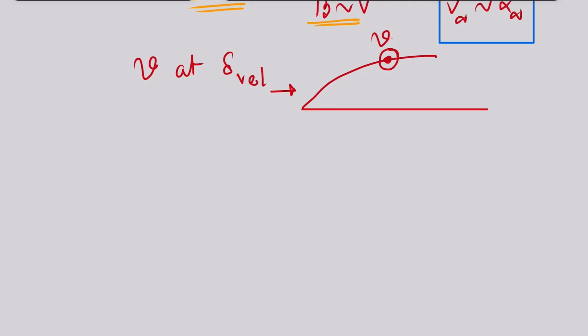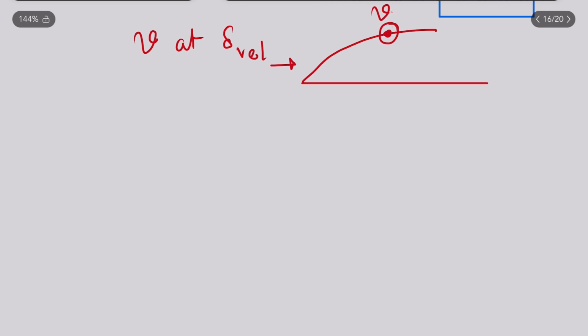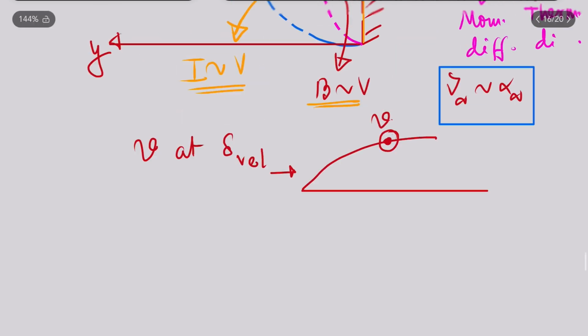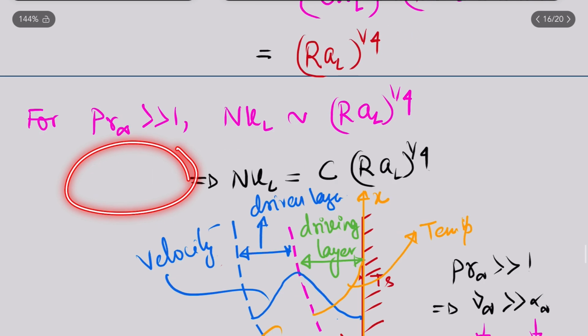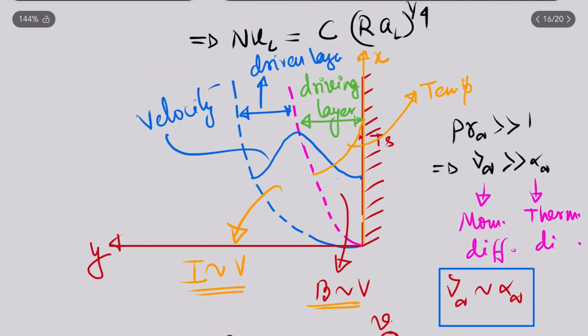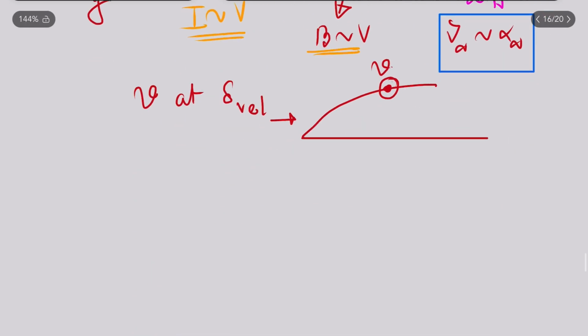So hello and welcome again in this natural convection lecture series. In the previous lecture I discussed the case of Prandtl number much greater than 1, and we saw that the velocity boundary layer will be larger than the thermal boundary layer, and that is happening because of the relative magnitude of nu and alpha. Clear? Momentum diffusivity and thermal diffusivity.